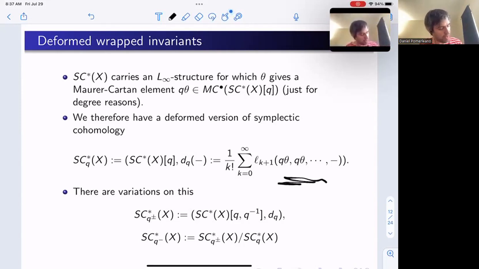You can invert Q, which corresponds to what we were saying before: if you take the Gauss-Manin system and you invert Q, you get the Hochschild homology of matrix factorizations. And you can also look at this one and quotient out by SC star Q, and you get just things with negative powers, and that's also an interesting thing.